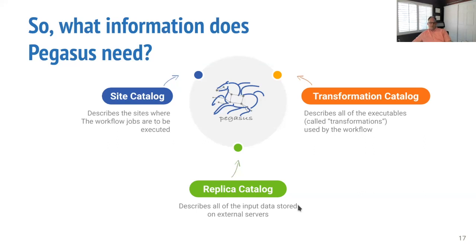However, for most people, it's a one-to-one, right? We only have one copy of our input file, and we don't really have to worry about any selection because there's only one file available.